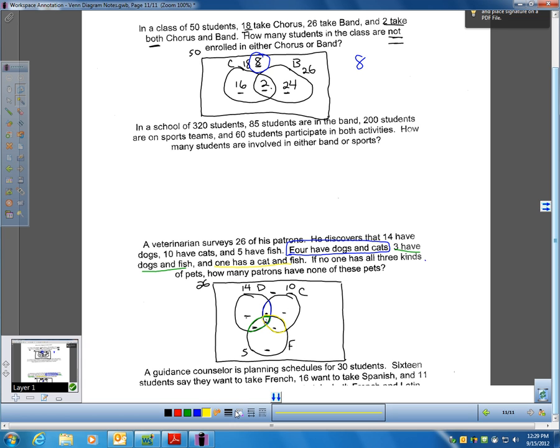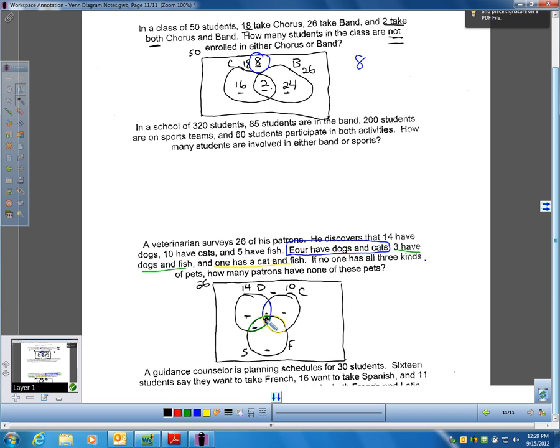And then finally, no one has all 3 kinds. If no one has all 3 kinds, well, where are the only people on here that own all 3? Well, I think you can see that'd be in here. So I got to put a 0 here. It's kind of small, but I think you can see it. These people are the only people that could own all 3 at once. So no one has that. Well, how many patrons have none? Well, we'll answer the question if we fill everything out.